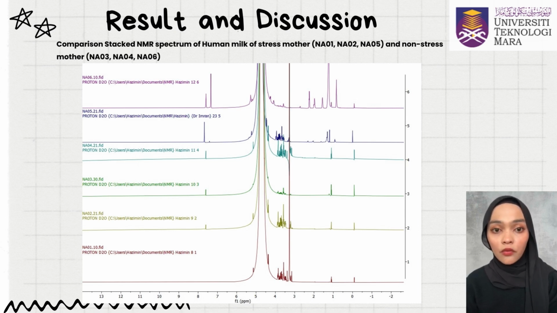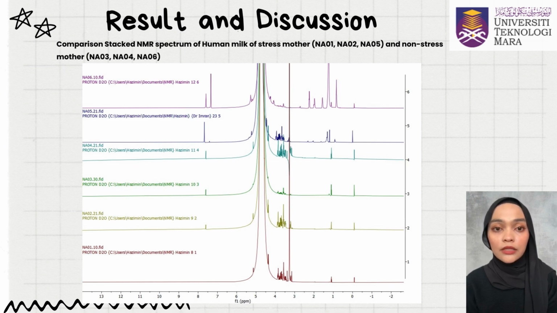The key finding in this NMR spectra is leucine, at 0.595 ppm, which is more prominent in stressed mothers, indicating higher protein synthesis demand or stress-induced metabolic changes. The next metabolite found is 3-hydroxybutyrate, at 1.17 ppm, which shows clear peaks in stressed mothers' milk, suggesting elevated ketone bodies and altered energy metabolism. The next metabolite found is alanine, at 1.47 ppm, which shows higher concentration in stressed mothers, pointing to changes in glucose metabolism.